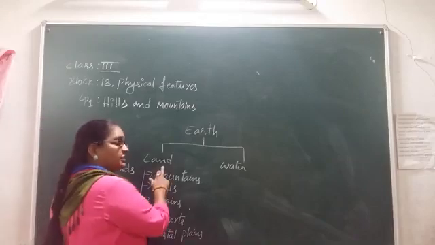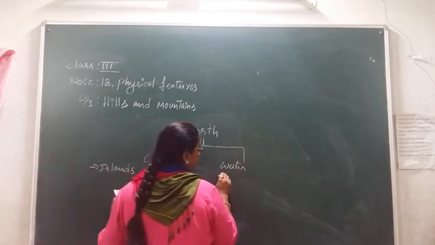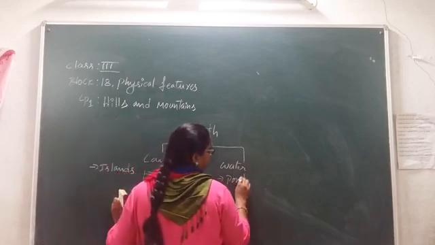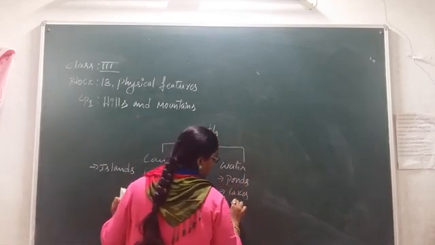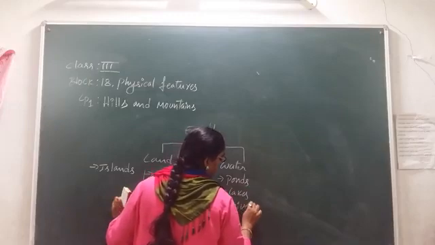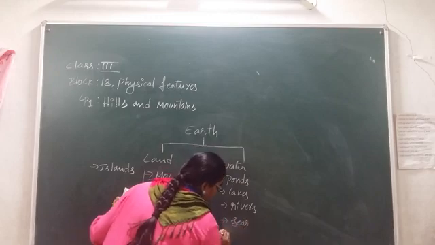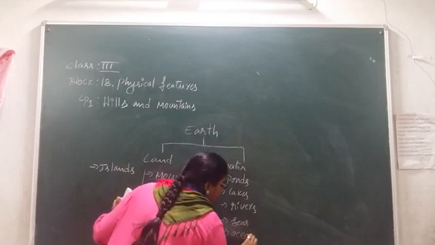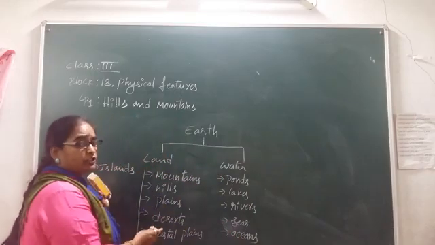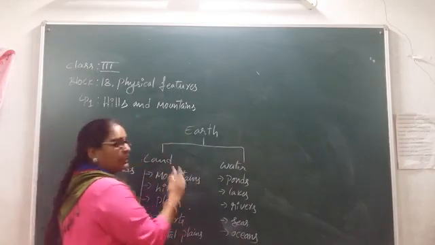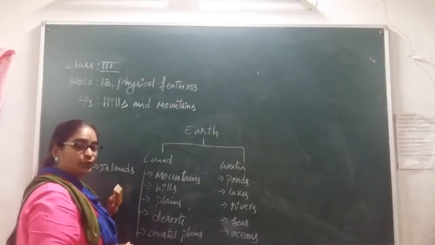And like land, water also has different kinds of types. What are those? Ponds, lakes, rivers, seas, oceans. These two, that means land and water, these different types of parts make the physical features of the earth. That is our lesson today.